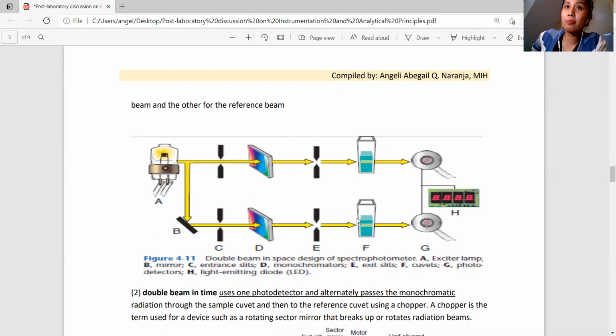So, pag single beam spectrophotometer, kailangan mo ipasok yung cuvette ng pasyente, tanggalin mo, tapos ilagay mo yung standard mo. Or, sorry, nauna yung standard, tapos yung cuvette ng pasyente. Pero pag double beam in space, since dalawa naman yung photodetector mo, dalawa yung papasukan. So, you could read it simultaneously. So, it saves time.